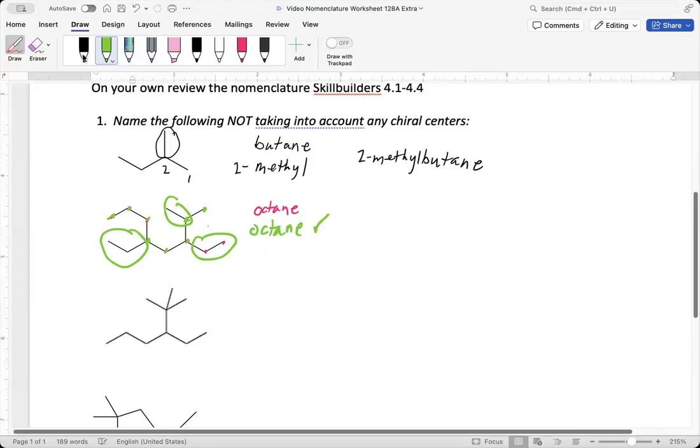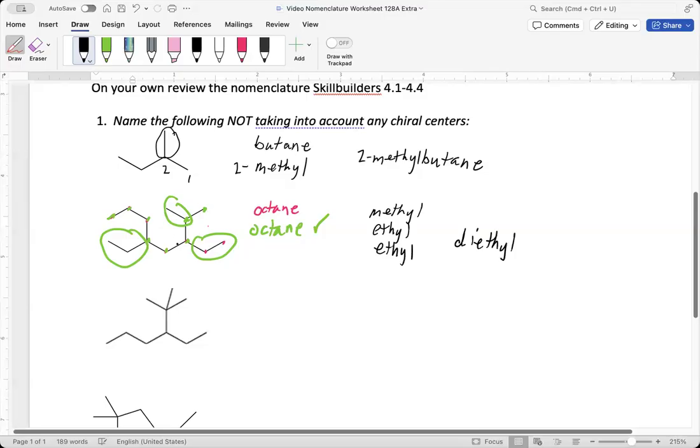And now what I need to do is go through and name the substituents. This first one is a methyl group. So I've got methyl. The second one is an ethyl group. And the third one is an ethyl group. Okay, so I've got methyl and I can combine these into diethyl.